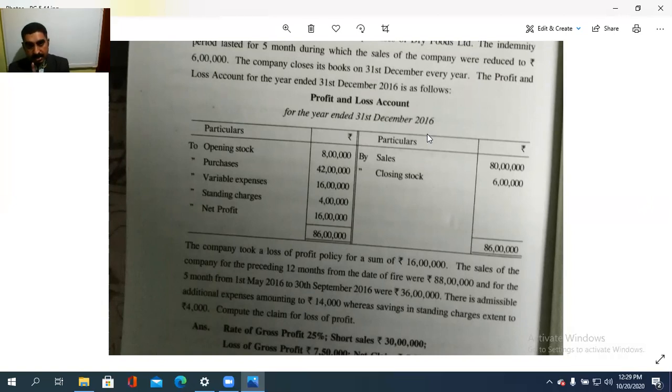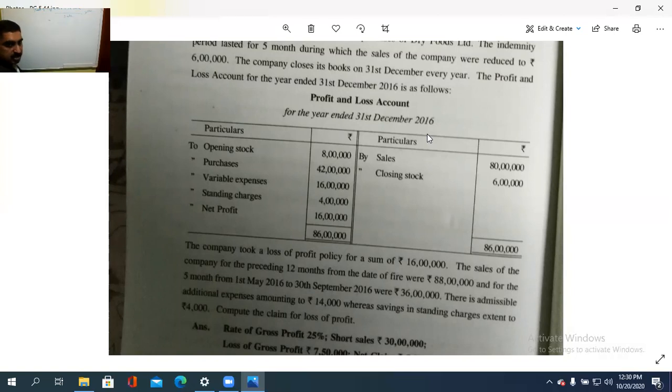So what is the sales for this period? There is admissible expenses 14,000, whereas savings in the standing charges extend to 4,000. Compute the claim for the loss of profit. Same method. So we will calculate the rate of gross profit first. So rate of GP is equal to net profit plus insured standing charges divided by sales into 100.